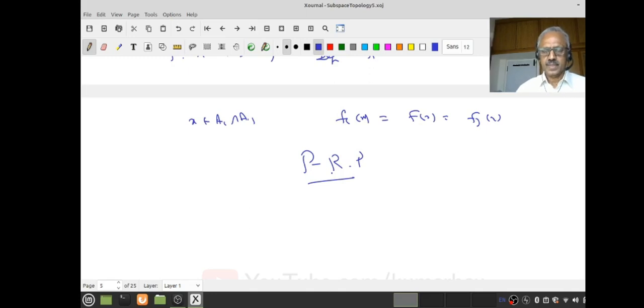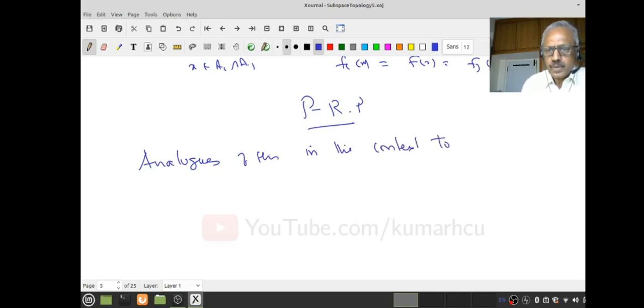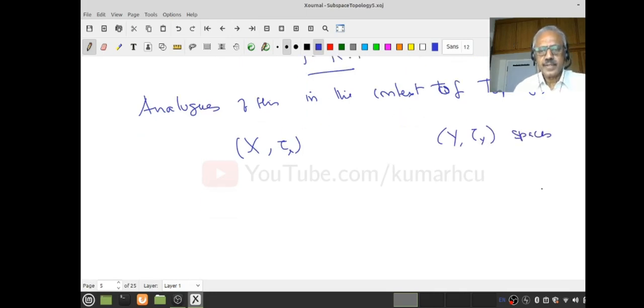Now let us look at the analog of this in the context of topology. What condition do you think I should ask for? I am going to assume (x, tau) is a topological space, and (y, tau y) is a topological space. Let Ai be a collection of subsets, for each i in I, so that x equals the union of Ai.